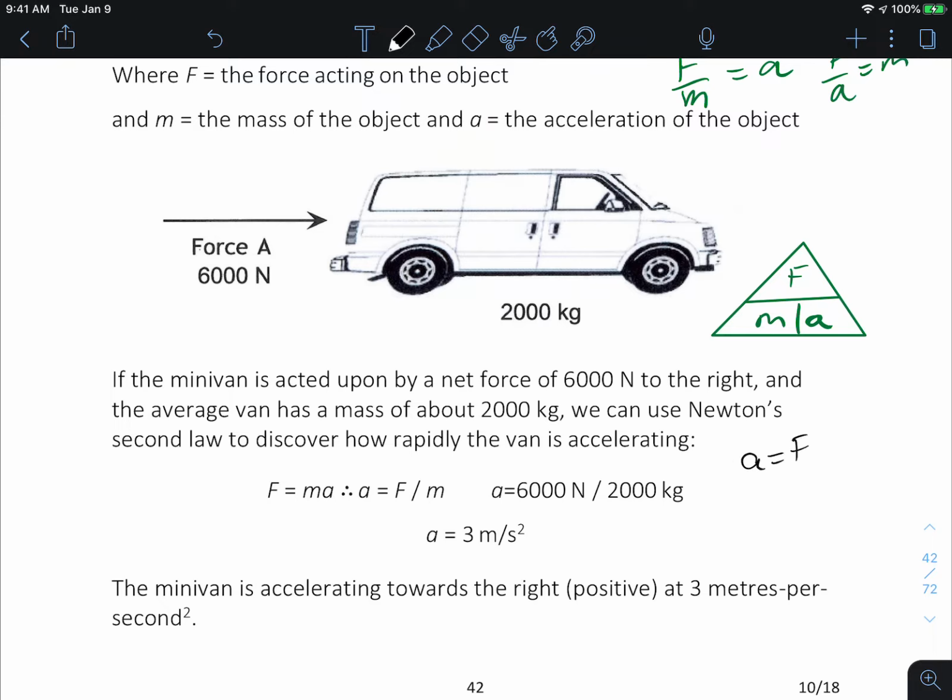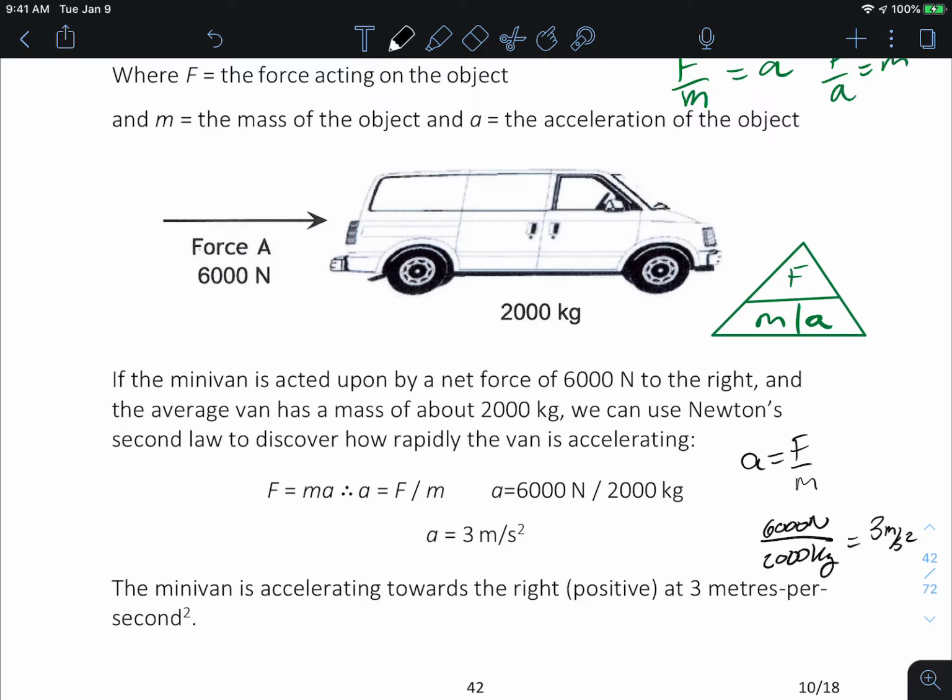So acceleration equals force divided by mass. If I take the 6,000 newton force and I divide that by the 2,000 kilograms, I will get an acceleration of 3 meters per second squared. So the minivan is accelerating 3 meters per second squared when its engine applies a force of 6,000 newtons to the van. It does not mention anything about how fast the minivan is going already.